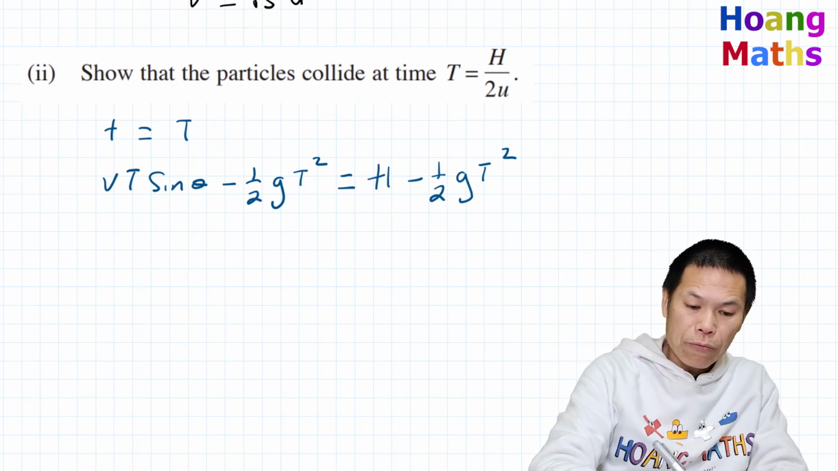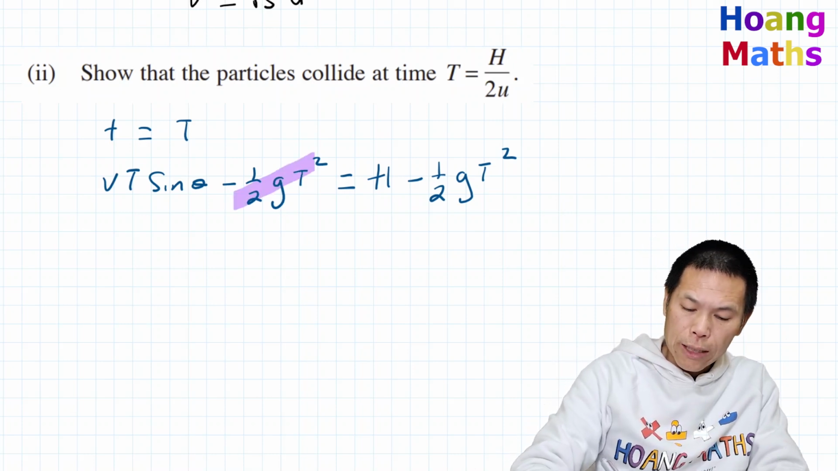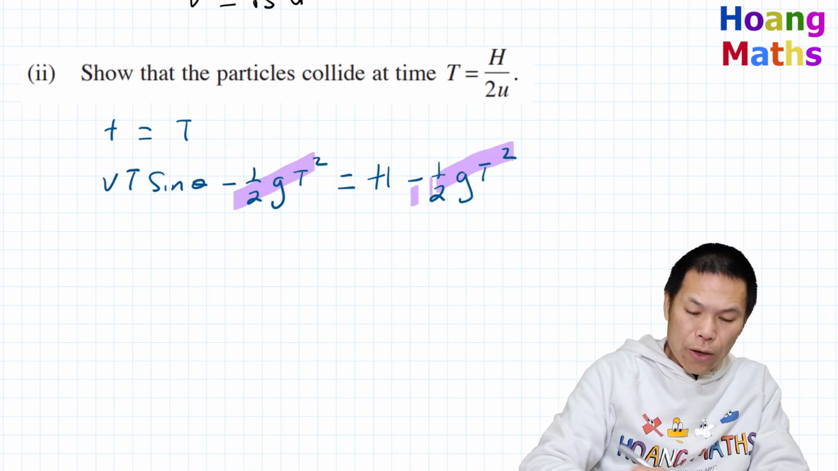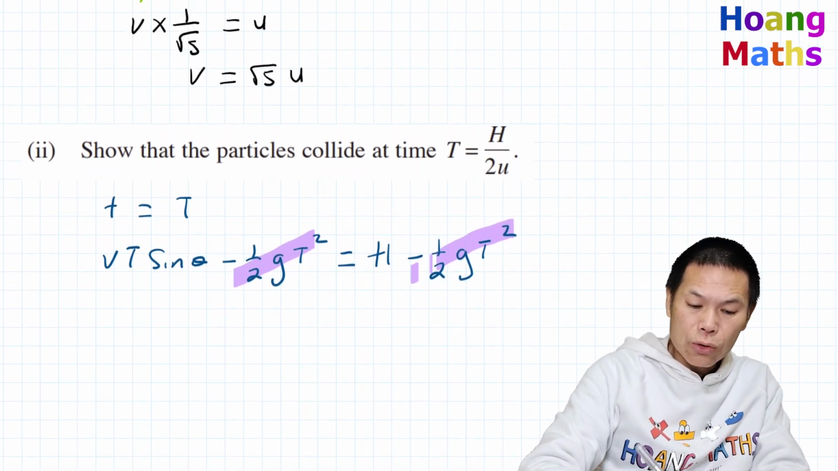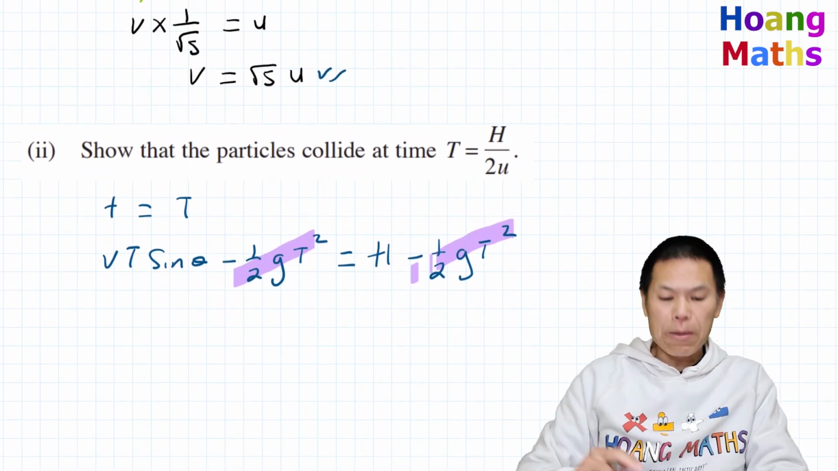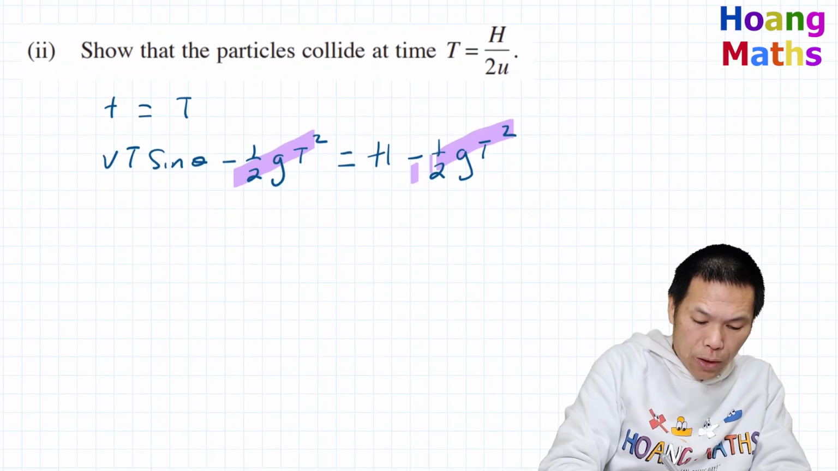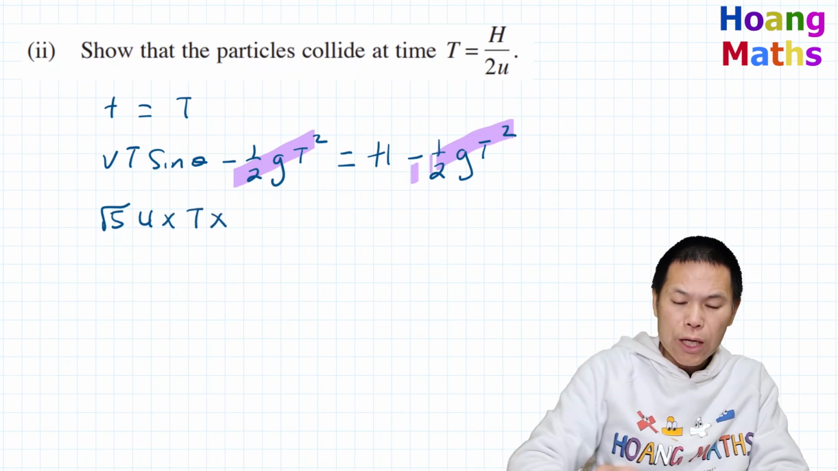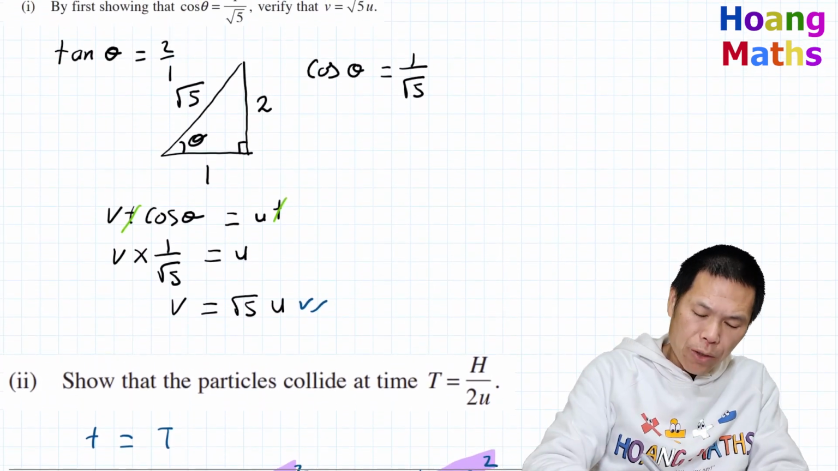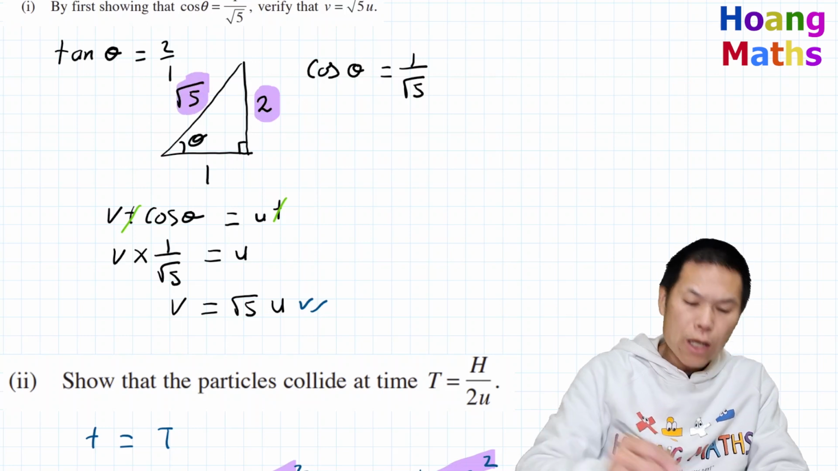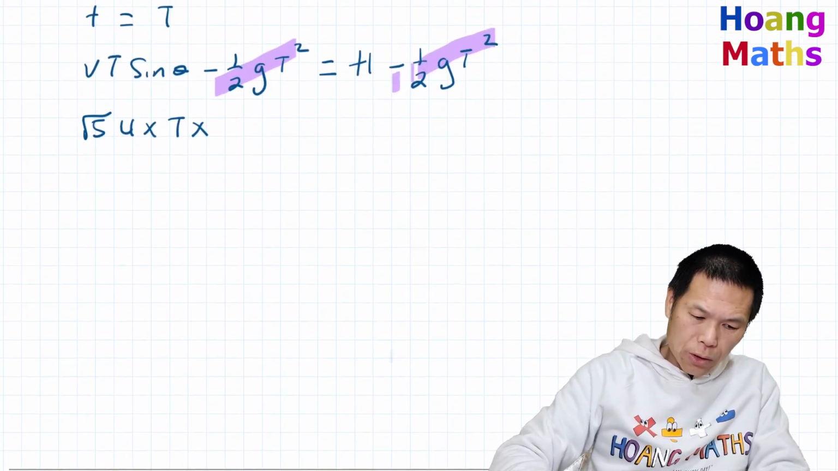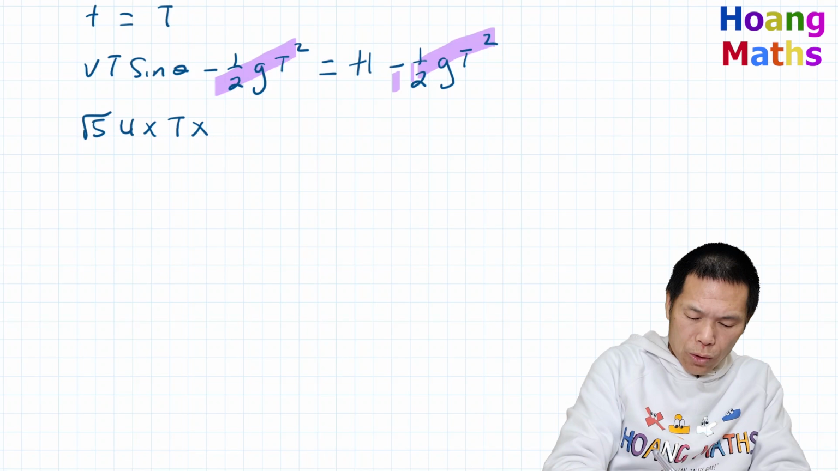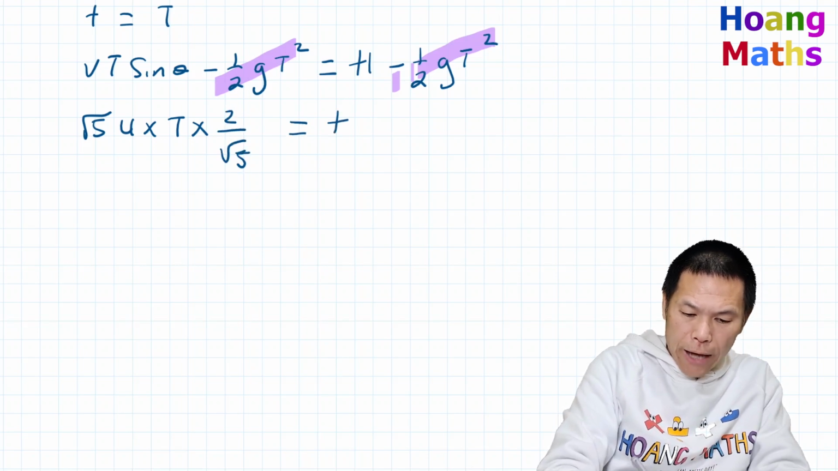Now I just simplify this. These two I can cancel out. And now v, don't forget, is equal to square root 5 times u. So just put that in: square root of 5 u times T and sine of theta. Sine theta is 2 over square root of 5. So that is 2 over square root of 5 is equal to h.